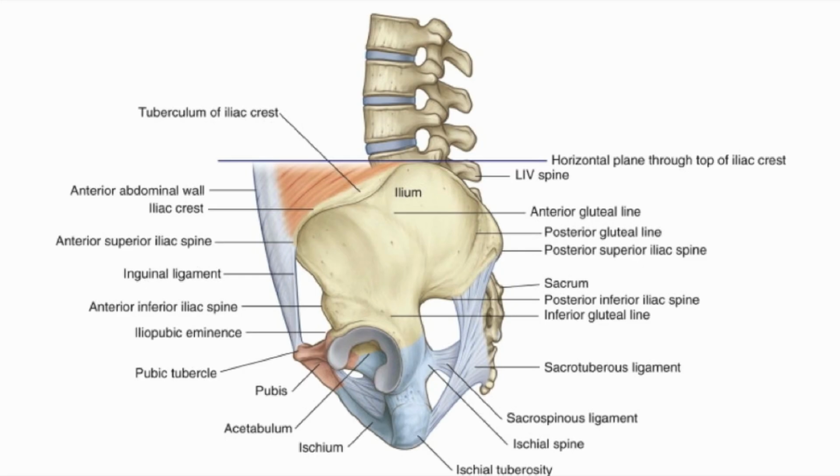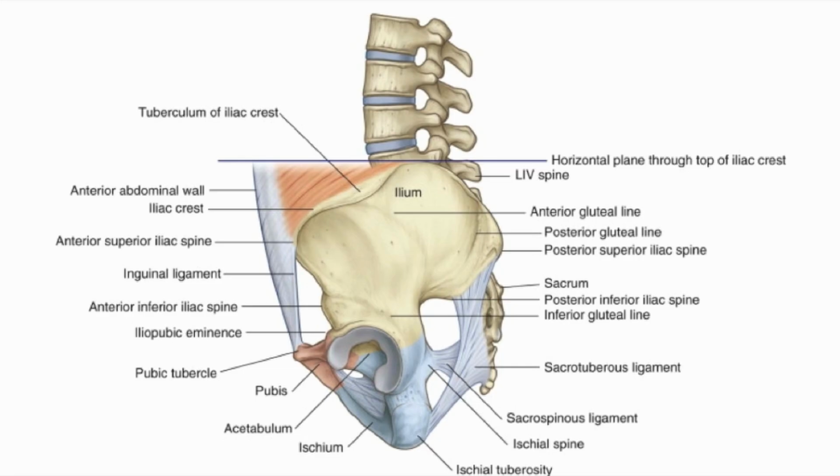the inferior gluteal line that originates just superior to the anterior inferior iliac spine and curves inferiorly across the bone to near the posterior margin of the acetabulum. Remember, the acetabulum is this area that articulates with the femur, the head of the femur.